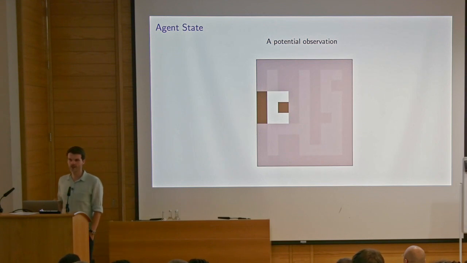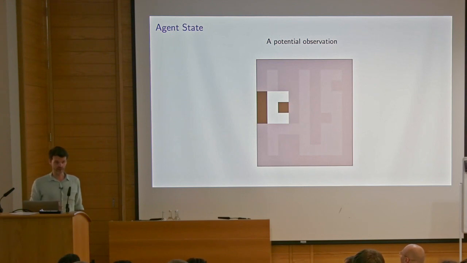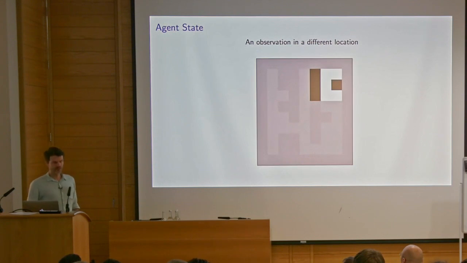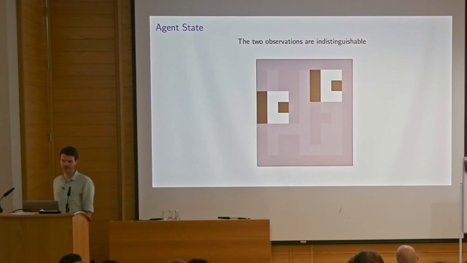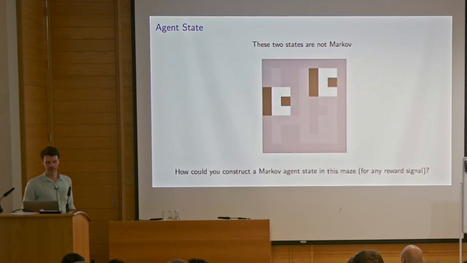Maybe the walls are encoded as ones, and maybe the empty passage is encoded as zeros. Sorry, the black is supposed to be a wall, and then white is supposed to be empty. And then this would just be nine bits that the agent gets as input, and then it can hopefully try to do something with that observation. We could see an observation in a completely different location, but note that in this specific example, both of those observations are actually indistinguishable. They're the same observation, even though you're in a different position. Now, depending on the reward function, you might want to be able to distinguish between those two in order to even decide which way you want to go.